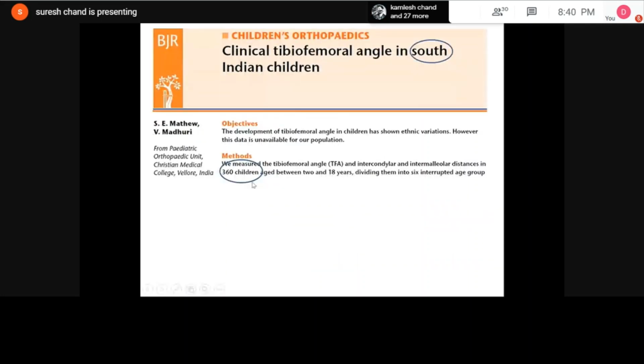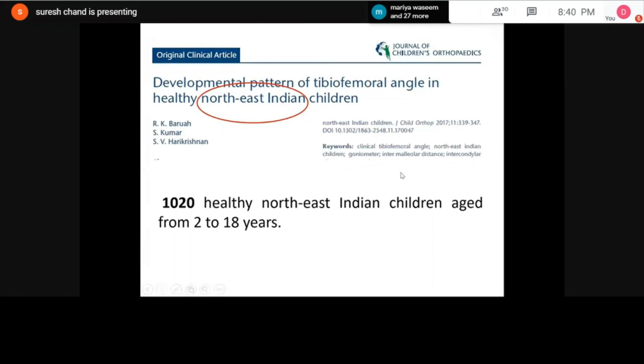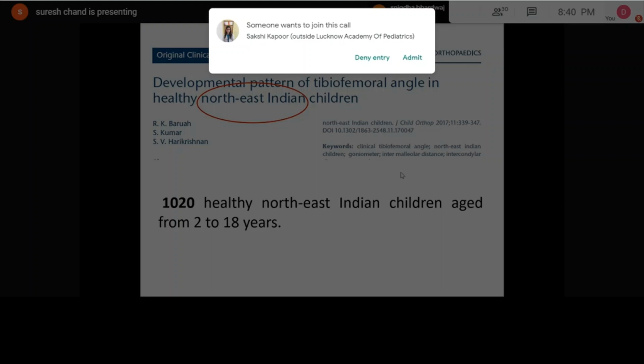So again, various studies done in India, in CMC Vellore, show the same thing, and in Northeastern children, a larger data set shows a similar picture where early reversal is suggested in Indian children.